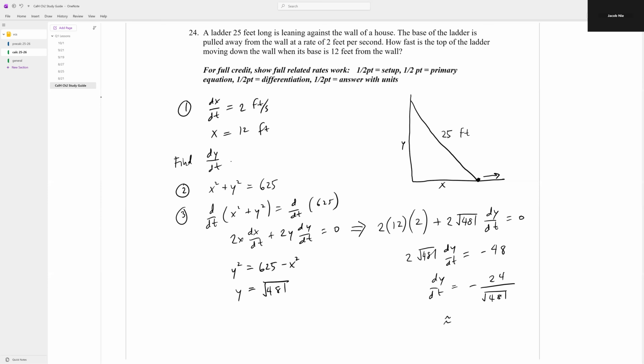I don't have a calculator on me, but whatever that's equal to, what are the units? The units are going to be feet per second. Okay, so that'll be my answer.